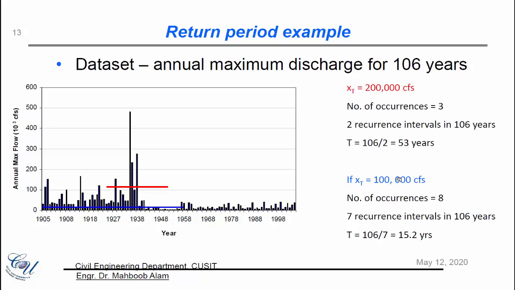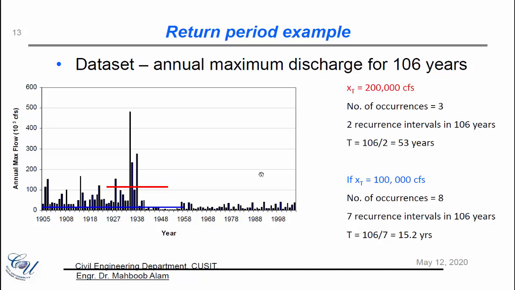So you see, it's not simply that if you are doubling your threshold from 100,000 to 200,000, then you should simply say that because for 100,000 cubic feet per second my return period is 15 years, for 200,000 cubic feet per second it should be 30 years.